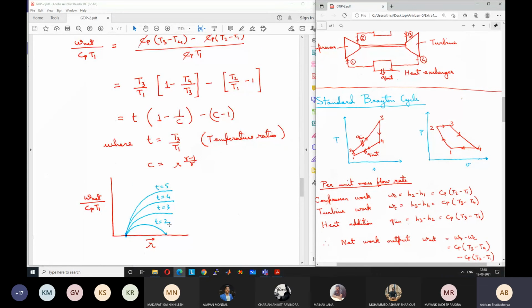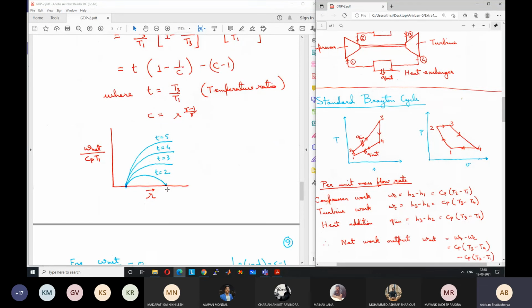So this net specific work output looks like this typically. If we plot with R, at smaller values of T it will look like this and it will go down to 0 after some time. So there is an optimum point. We will discuss why this optimum point is there, but it increases and again decreases. For T equal to 3 also it will go down, but at a larger value of R. Then for T equal to 4. So it increases with T. With more temperature, you will get more work output. But there's an optimum R for each value of T, a different optimum R at which the work output is maximum.